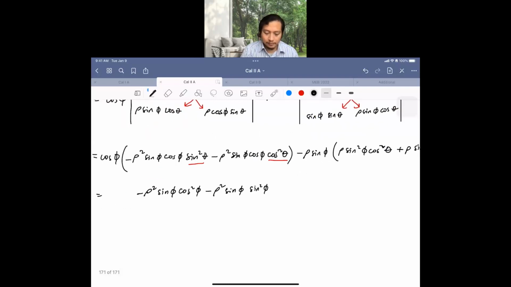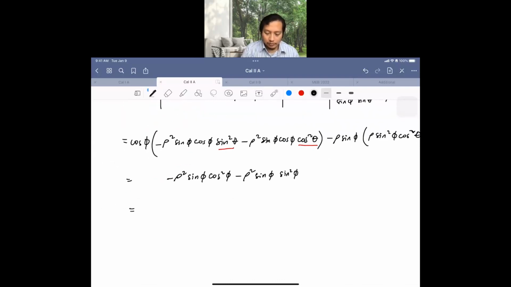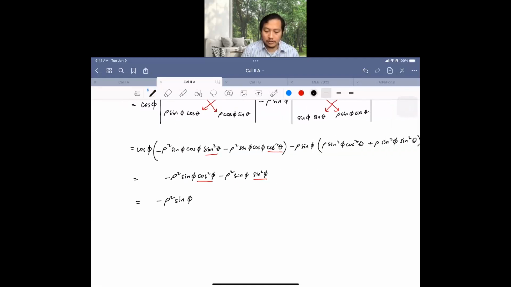Again we have sine squared and cos squared, so we can group them together and it becomes negative rho squared sine phi. So this is our Jacobian value, and it's perfectly similar to what we had in the previous spherical coordinates, right? We have this as our additional value to be added when we convert Cartesians to spherical.